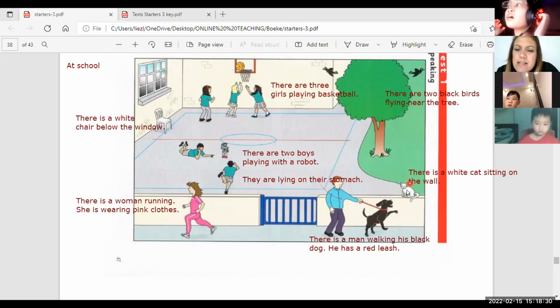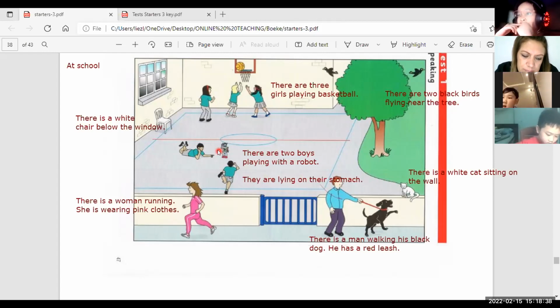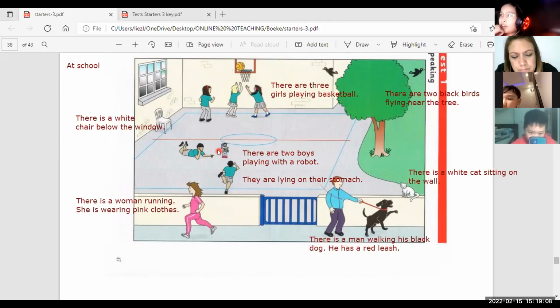Okay, what else can you say? You can say about the cats and the birds and the robot. There is a white cat sitting on the wall. On the wall. There are two black birds flying past the tree. They are lying on their stomach. Stomach. Good.